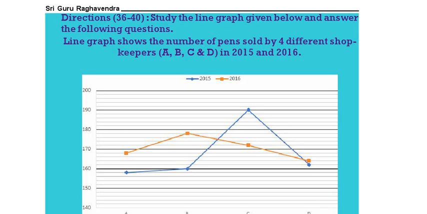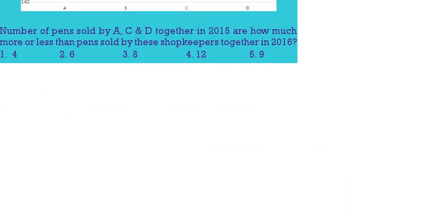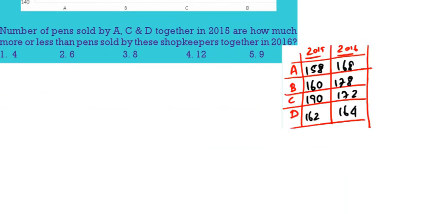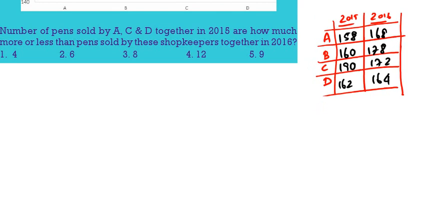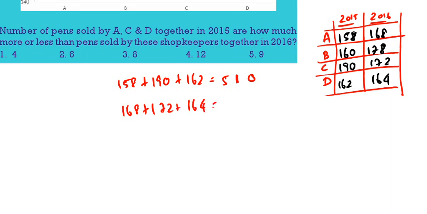Next question. The number of pens sold by A, C and D in 2015. So 158 plus 190 plus 162, that is 510. It is how much more or less than in 2016? In 2016 we have 168, then 172, then 164. So we will have 504. So this is how much less? The difference of 510 and 504 is 6. 6 is the correct answer.